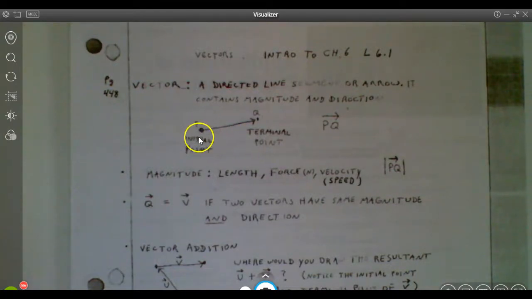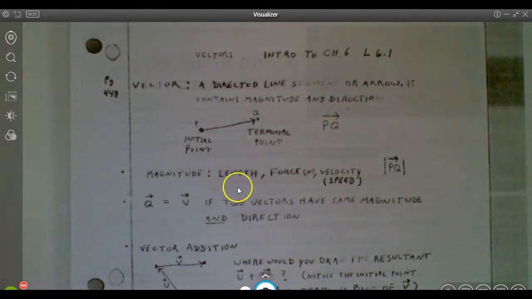It has an initial point, and then it has a terminal point, and the vector is always headed towards the terminal point. Whenever we name a vector, we always use the two letters from the initial point to really any other letter on the line, as long as we start with the initial point. So we would call this one vector PQ. Our notation is going to look like this.